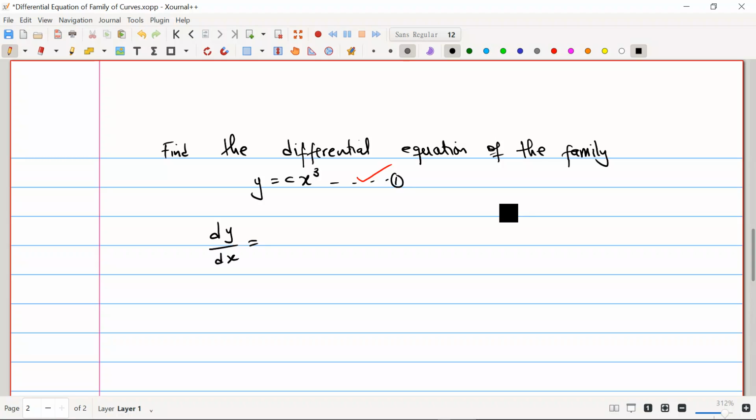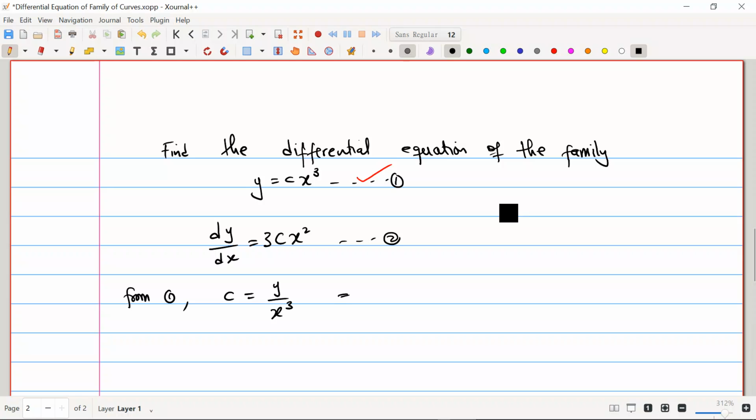dy/dx is equal to 3c x squared. We need to be able to do derivatives straight away, that's why I just do it straight away. This is equation 2. Now from equation 1, what can you say? We know that c is equal to y divided by x cubed. That is, if you divide each side of the equation by x cubed, you have c equal to y over x cubed.